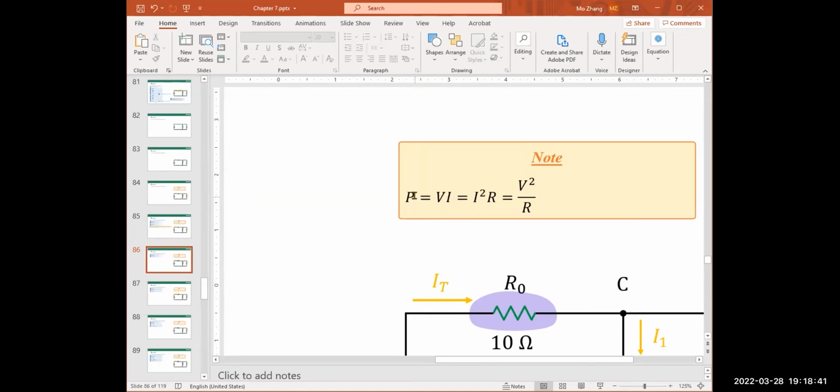First, electric power, P. This is the definition of electric power. It's defined as the product of voltage and current.